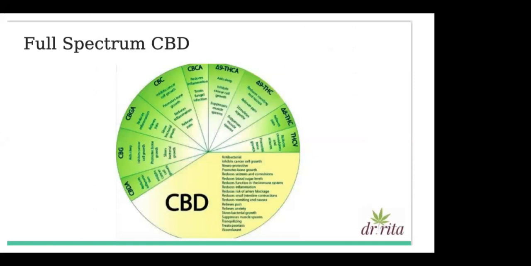So when we look at the plant, we look at the other cannabinoids that the plant makes. We know that CBD is the hero, right? CBD has many, many medicinal properties. CBD is an antibacterial, it inhibits cancer cell growth, it's a neuroprotective, it promotes bone growth, it reduces seizures and convulsions, as we see in the little girl in 2013 that made CBD headlines.